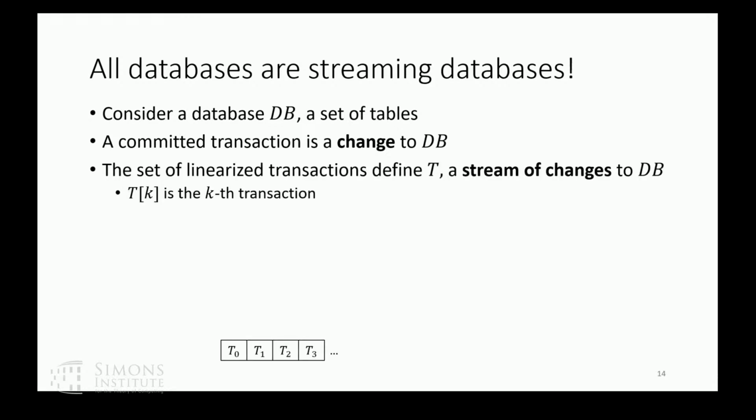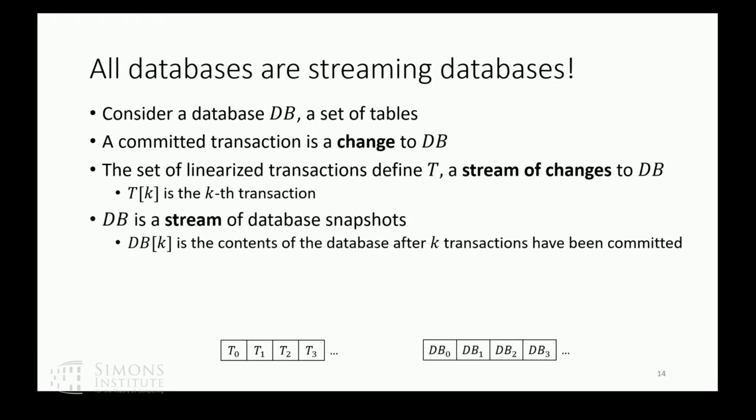Now, the beautiful thing that people in databases have done is they said transactions are linearizable. So it means that there is a definite order in which the transactions could have committed. So let's take this order and let's call this a stream. This is the transactions that you have applied to your database in the order they have been applied to your database. All right, now to each of these transactions corresponds a snapshot of the database. So this is your initial database. This is the database after you have applied one transaction, two, and so on.